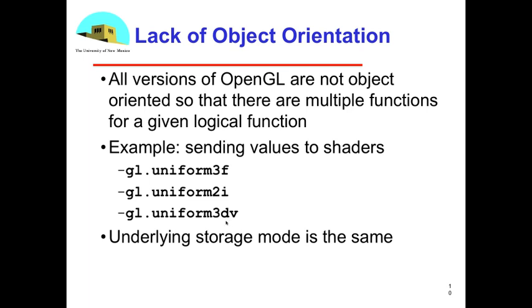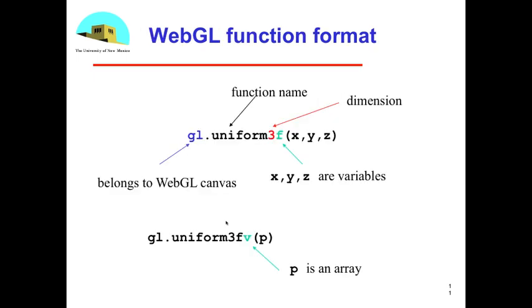But even though you're working with an object-oriented language, WebGL itself is not object-oriented. So the function format will look something like this. GL here will be the OpenGL context, or the GL object, and all of the OpenGL functions will be in here. Uniform is the name of the function, 3 is the number of variables, and F says what type of variable we're sending. If there's also a V there, that will say it's a pointer to an array.